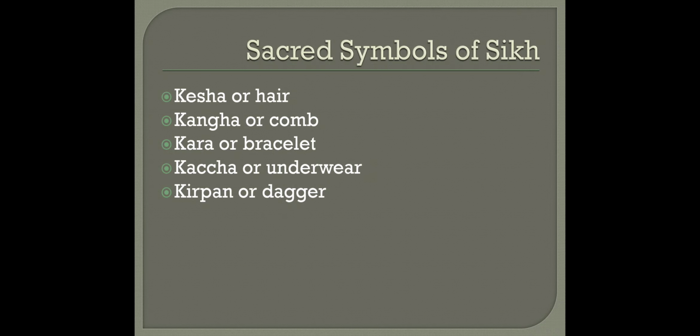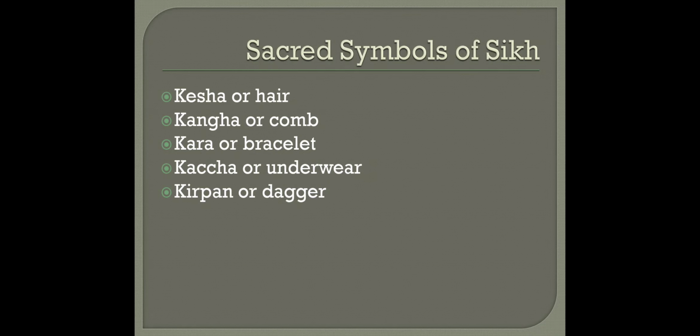Then is Kada. Just imagine you are wearing a Kada in the right hand or the left hand. When you raise your hand up, you see that Kada, right? They believe that whenever they raise their hand to do something wrong, the Kada will act as a reminder that you don't have to do such a wrong deed, God is watching you. That is why Kada is also of utmost importance to them. Then is the underwear, which is the symbol of high moral character. And the last one is Kirpan.